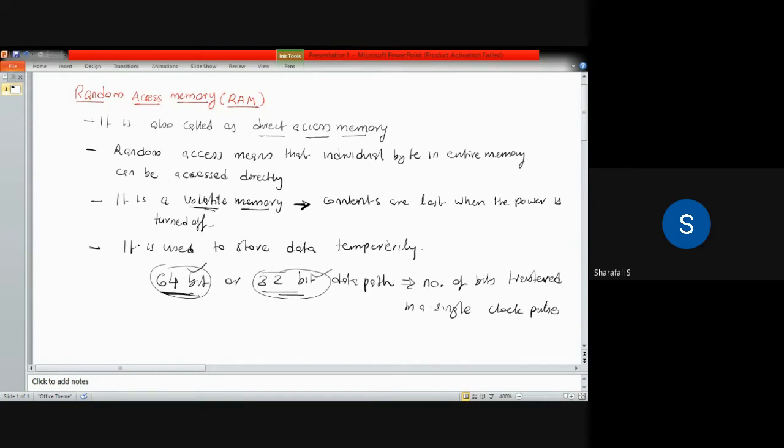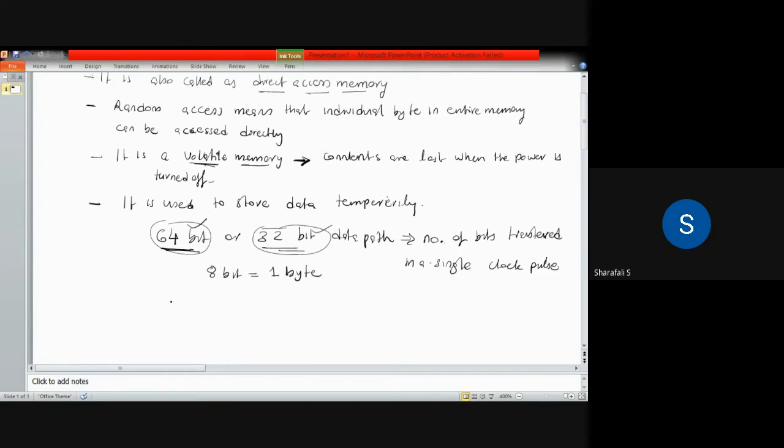So we can have this 64-bit or 32-bit data path. If you consider 8-bit, what is this 8-bit? 8-bit is nothing but 1 byte. Okay. If you do the math, if you consider RAM with, for example, PC 100, and this is just an example. If you consider a PC 100 RAM, okay.